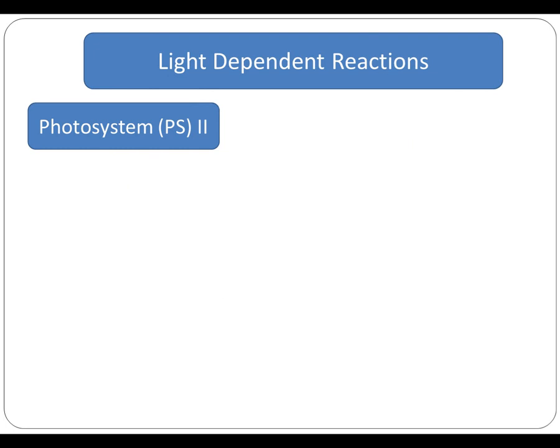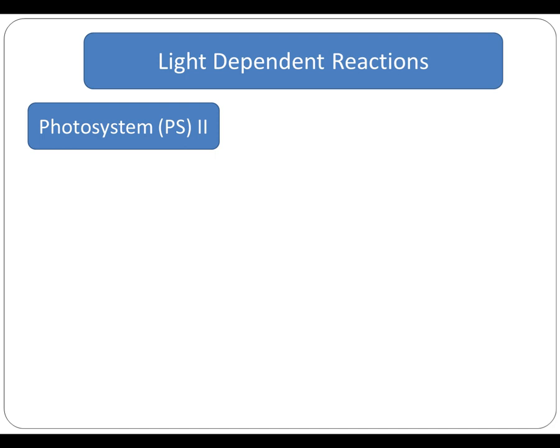We also noted that the light-dependent reactions are subdivided into two major steps, dependent upon different photosystems, photosystem 2 and photosystem 1. What did we learn about the order of operation? Photosystem 2 happens before photosystem 1. Why? Because photosystem 1 was discovered first, and photosystem 2 was discovered second. Putting the pieces together, the photosystem 2 steps actually happen before the photosystem 1 steps.